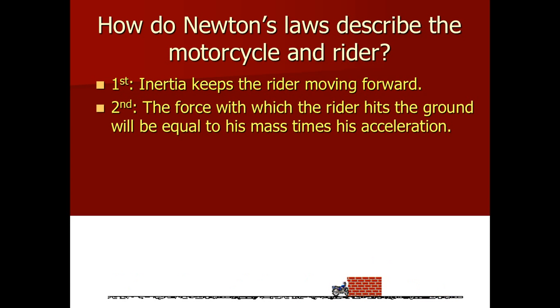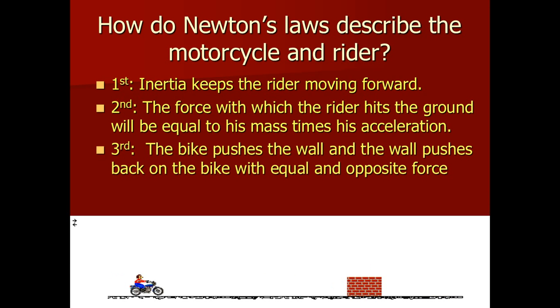Newton's second law says the force with which the rider hits the ground will be equal to his mass times his acceleration. So if he had more mass, he would hit the ground with more force. And the third law says the bike pushes the wall and the wall pushes back on the bike with equal and opposite force. In this case, causing damage to the front of the bike.